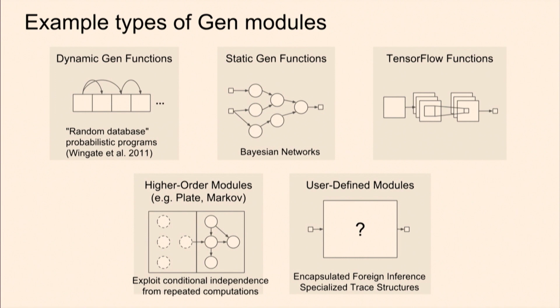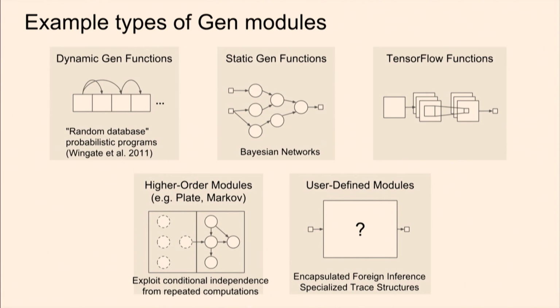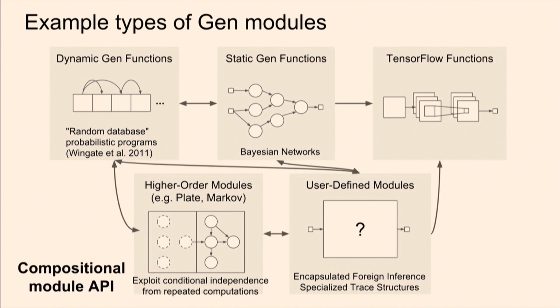So just to give an example of what this heterogeneous architecture looks like. These are all different types of Gen modules, and each one implements a different runtime. One type of Gen module implements a very lightweight random database style of probabilistic programming. Another type of Gen module is expressed using a very restricted DSL, which expects static single assignment blocks, and it's able to compile those to basically Bayesian networks and generate more efficient code that way. And then TensorFlow modules are another distinct type. There are also higher-order modules that express different types of structured repeated computations, like plates, which is analogous to the plate Bayesian network notation, as well as Markov models and so on. Users can also define their own modules because we have this extensible layer with an API. And finally, this is a compositional API, so these module types can invoke each other.